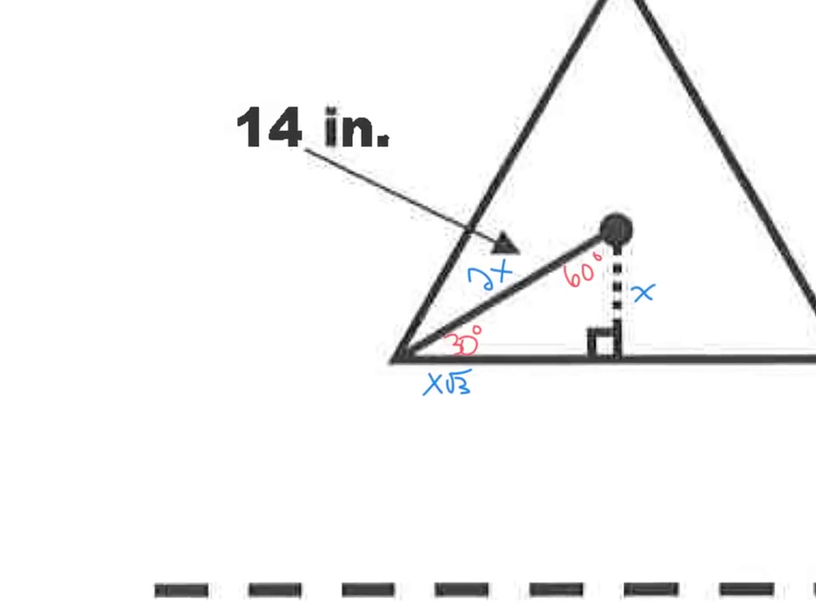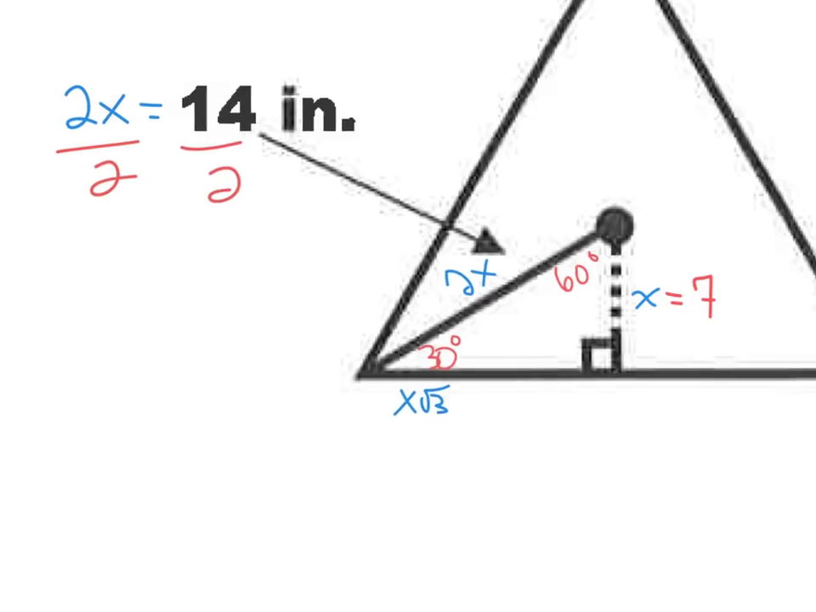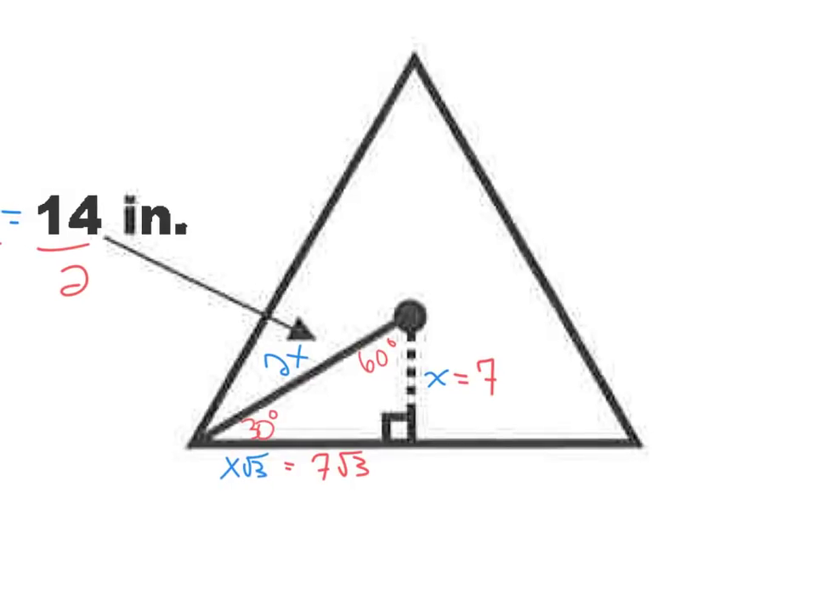Well, it's nice this time. They gave me the radius, so I know that 2x equals 14. If I divide both sides by 2, I get that x, or the apothem, is actually 7. Then I fill out the other side. Since x is 7, I know that x square roots of 3 must be 7 square roots of 3. But that's only half a side length, so I need to double it, and I find out that my side length is 14 square roots of 3.